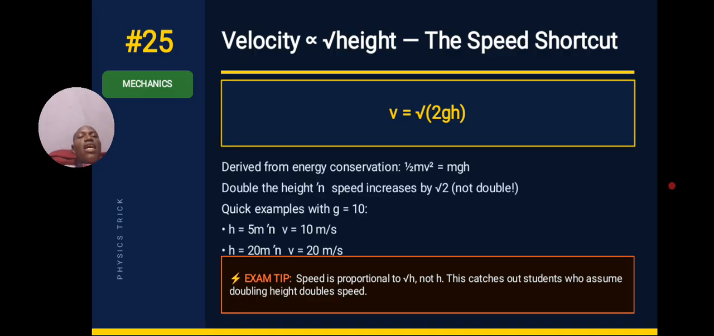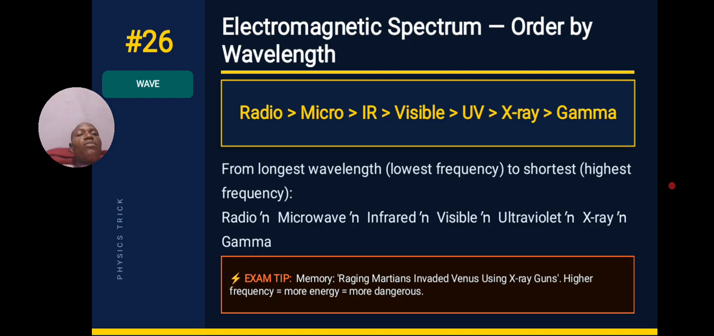Then velocity and height. We have 5 more tricks to go. This is for velocity and height, the speed shortcut. If you have your height and you have your gravitational force, you can always find velocity. This is still under mechanics and under conservation of energy. Speed is proportional to the square root of height.